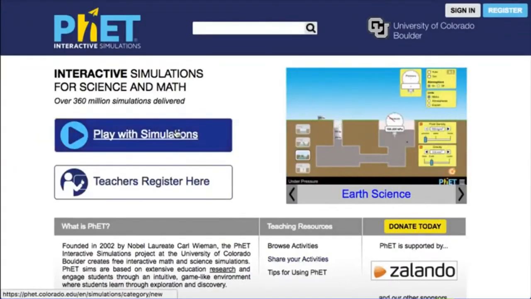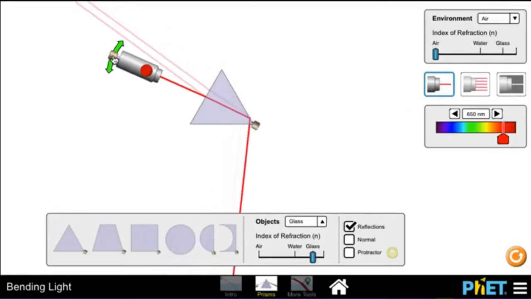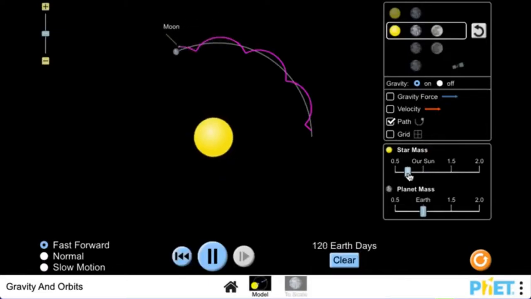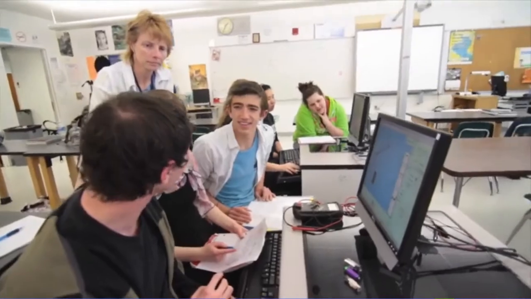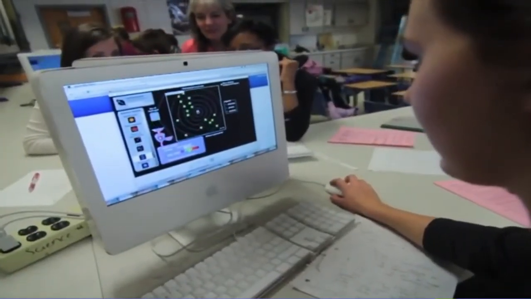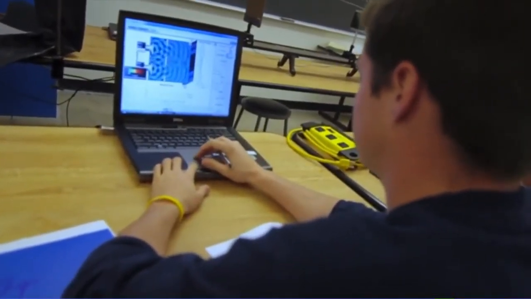So PhET is a collection of over 100 interactive simulations for teaching and learning science. They're all free on the web. You can run them online or you can download them to your computer. We have simulations in physics and chemistry, and a growing number in earth science, biology, and math. One of the main goals of PhET is to provide students with an open exploratory environment where they can really engage with the science content like a scientist.